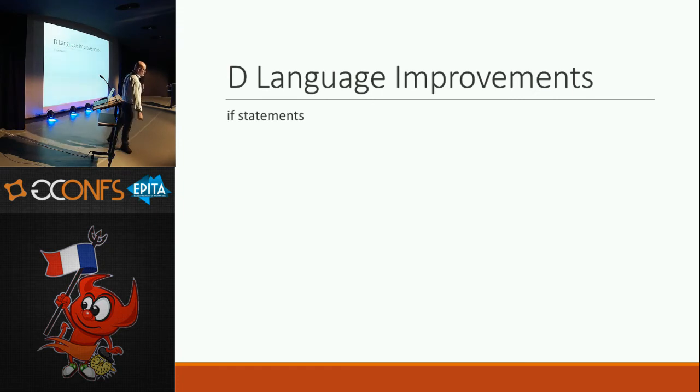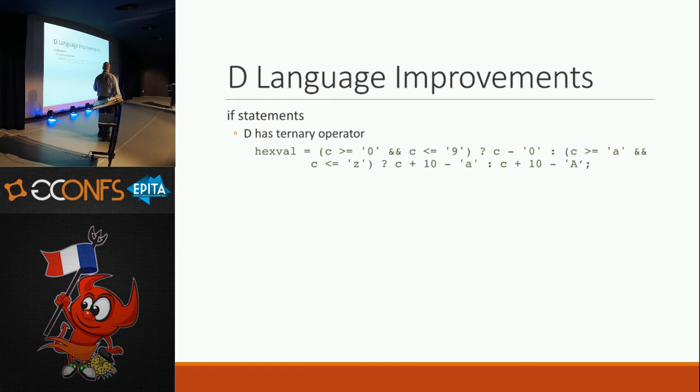So what are some other things we'd like to see? Turns out programmers really like if statements. And D has this ternary operator. I usually defy people to tell me what this is, and someone can email me the answer. I'm not going to leave it up that long either, so I'm going to make it difficult for you. Ternary operators are fine, but they're not great. So if statements improve readability.